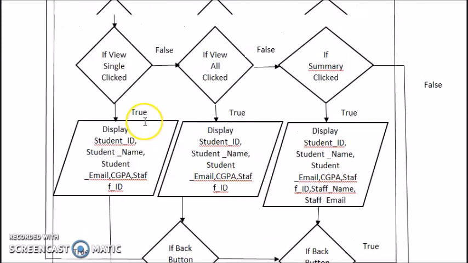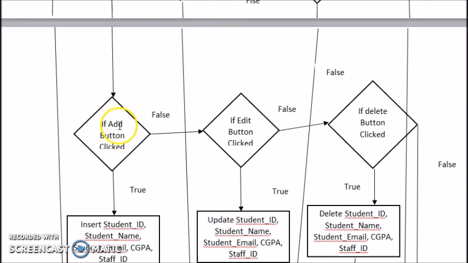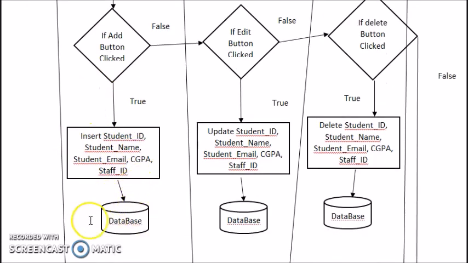As usual, let me start from the view single. Once you click view single, there are three buttons, that is add, edit, and delete. If you add a student, you will be inserting student ID, student name, student CGPA, email, and staff ID. Once you save that, it will be saved into the database. As I showed in the video just now, I have added a student named Ali. The CGPA and email have all been saved in the database.